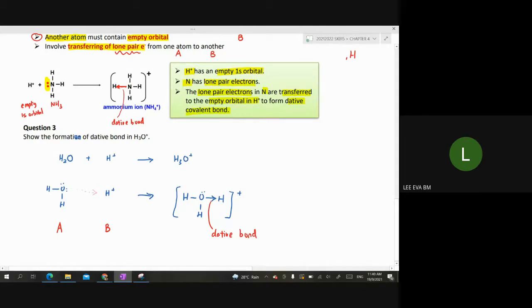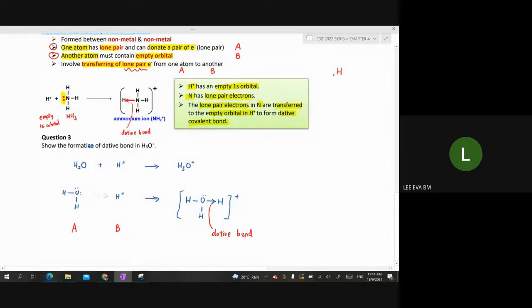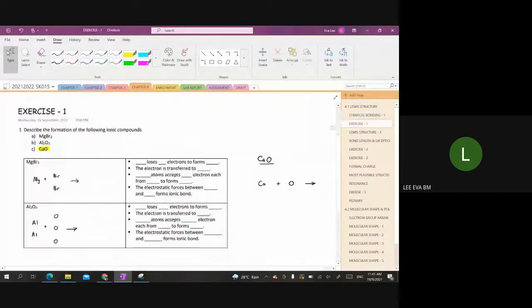Okay, so the structure for H3O plus, showing the dative bond, looks like this. So make sure you check where the arrow is, from where to where, from oxygen to hydrogen. So let's just try some exercises, yeah?